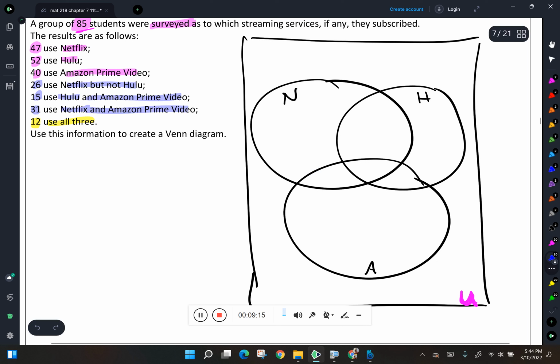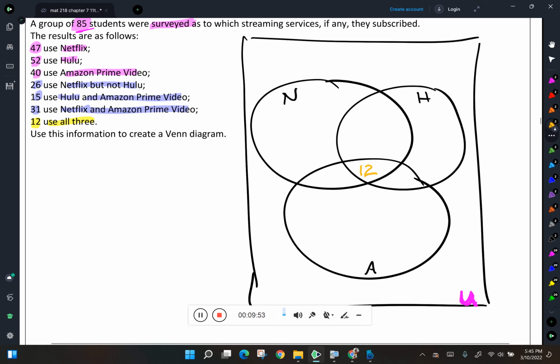How about that 15? Hulu and Amazon Prime. Well, Hulu and Amazon Prime makes no mention of Netflix, so it's anything that's in those 2 pieces. So that's not useful, because that's 2 pieces. I need something that tells me 1 piece and 1 piece only. How about the 31? Netflix and Amazon, well, that's this. Netflix and Amazon Videos, those 2. So that's no good. 12 use all 3. I think that's useful. I think the fact that 12 use all 3 is useful because I can put that there.